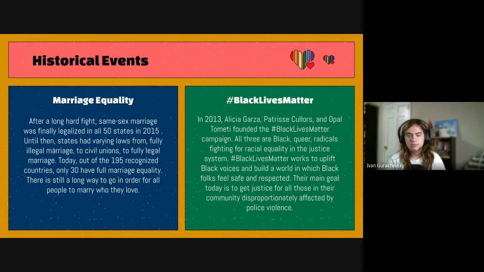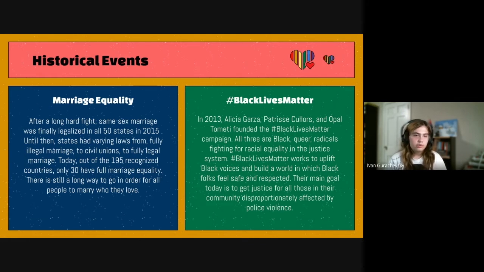Marriage equality is a big thing in the LGBTQ+ movement. After a long, hard fight, same-sex marriage was finally legalized in all 50 states in 2015. But until then, the states had varying laws from fully illegal marriage to civil unions to fully legal marriage. It kind of went back and forth for a long time.